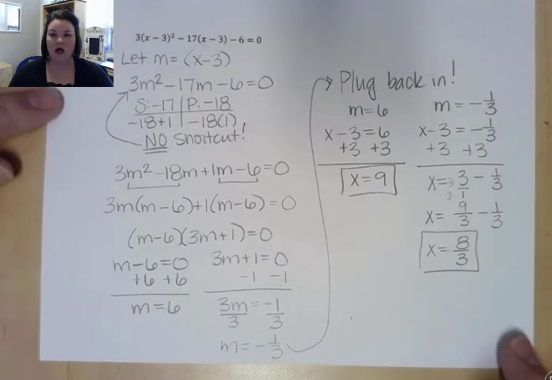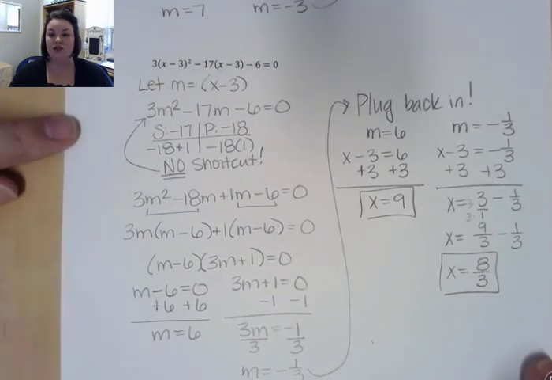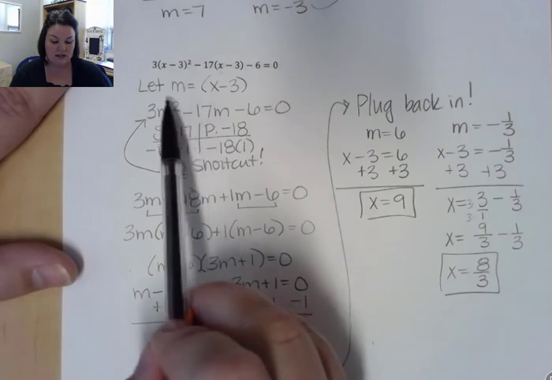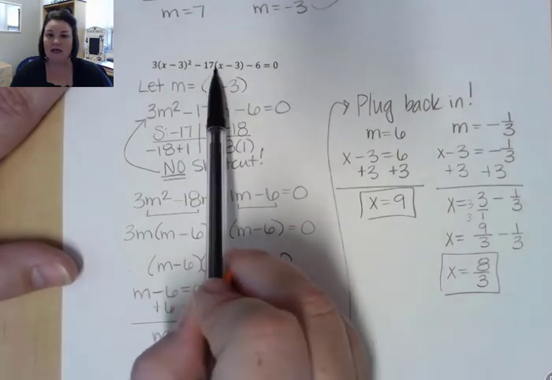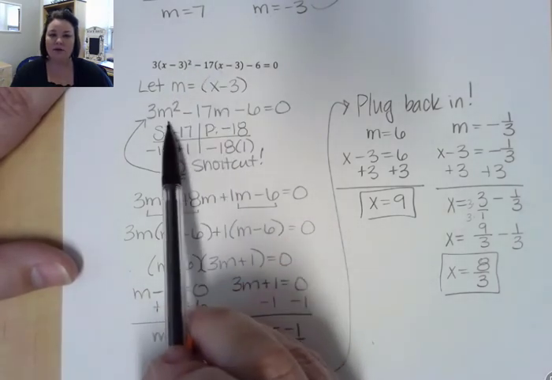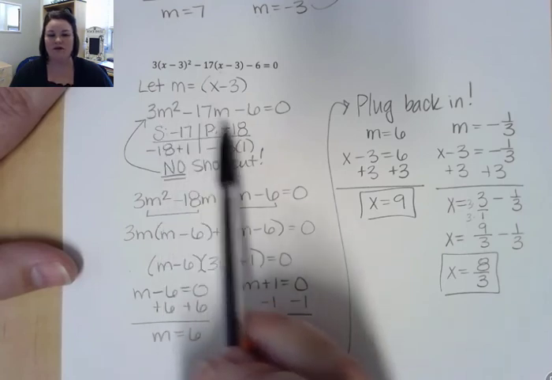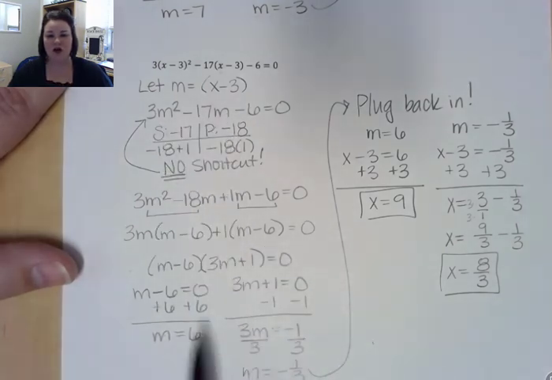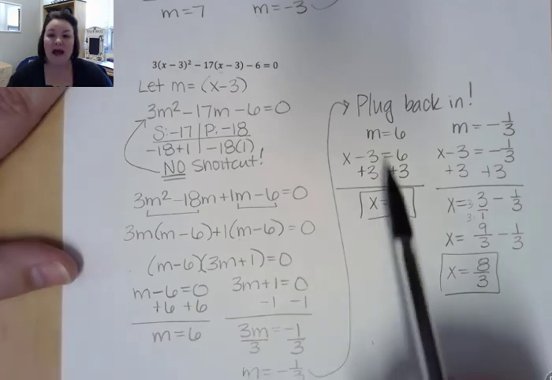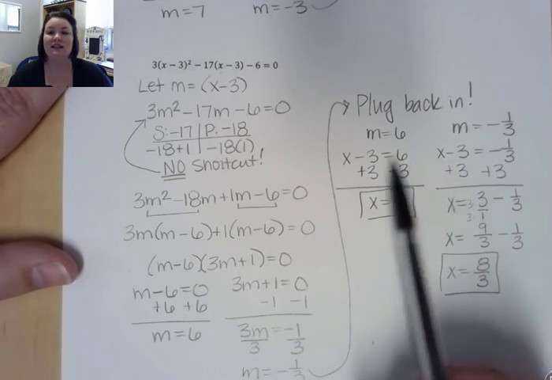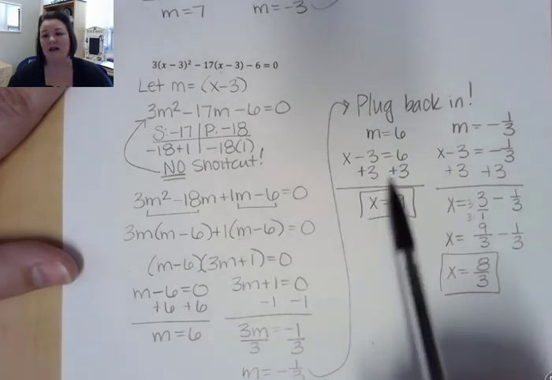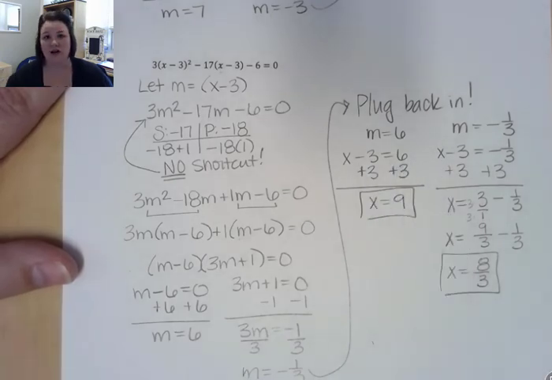Okay, so on these substitution ones, we're just choosing a letter to replace that quantity. Once we have the quantity replaced, it should be something we're able to factor. Once we factored it and solved and gotten our answer for our substituted letter, then we need to plug back in for what our substituted letter represented and go ahead and solve for the actual variable.